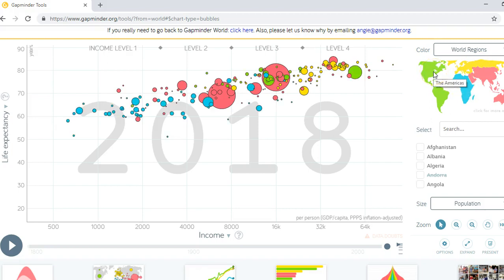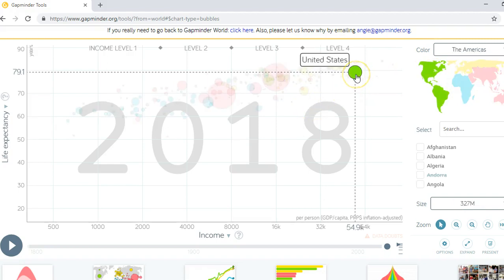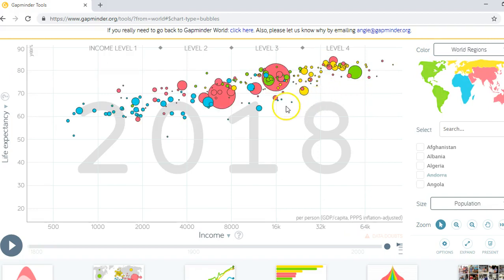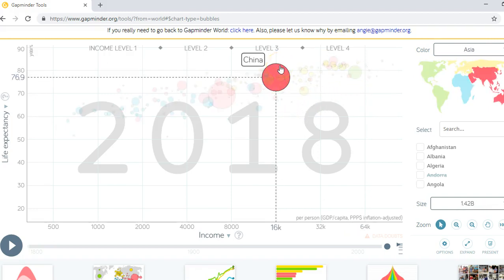Well, that's really cool. And then the size of the data, like right here, when I hover over it, that's the United States. That's the population size based on the size. And then China is much larger. And you also will automatically see where it is saying 76.9 is the life expectancy, and then income 16,000.